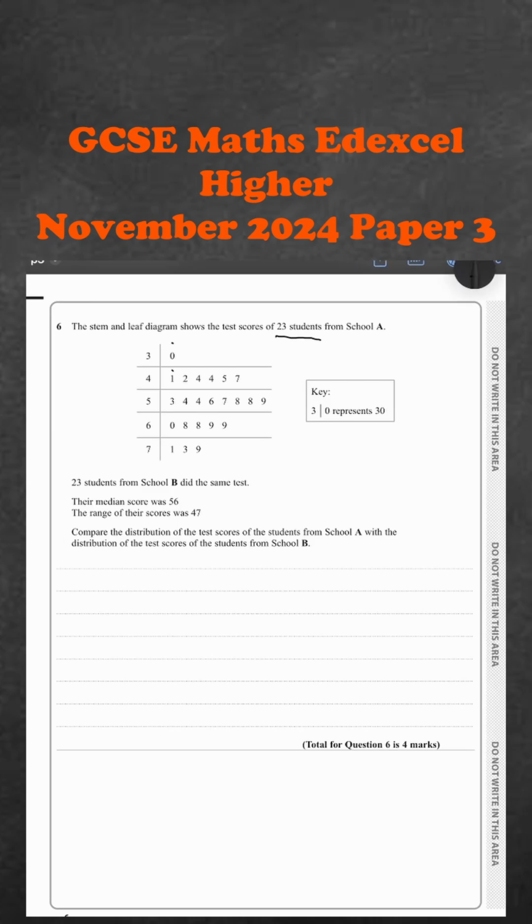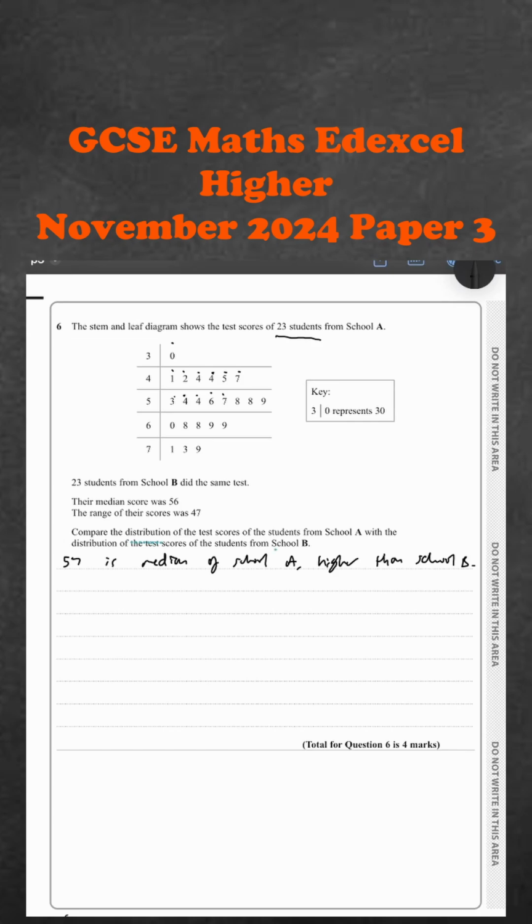So 1, 2, 3, 4, 5, 6, 7, 8, 9, 10, 11, 12. 57 is the median of School A compared to the 56, so higher than School B. That will be 2 of your marks.